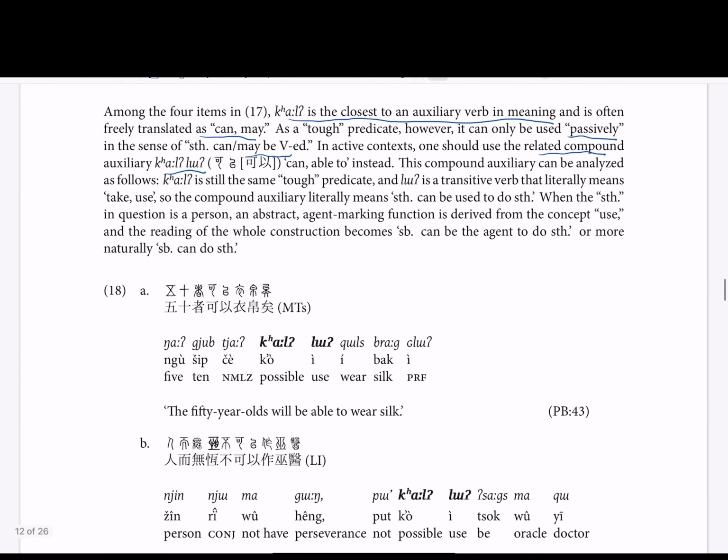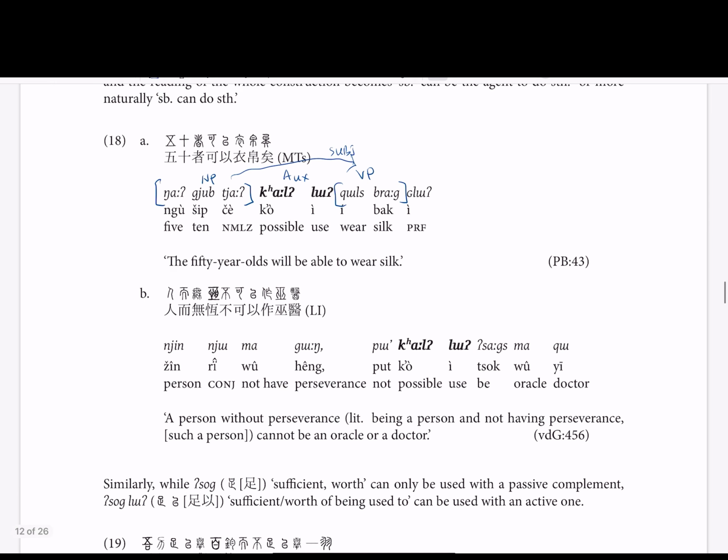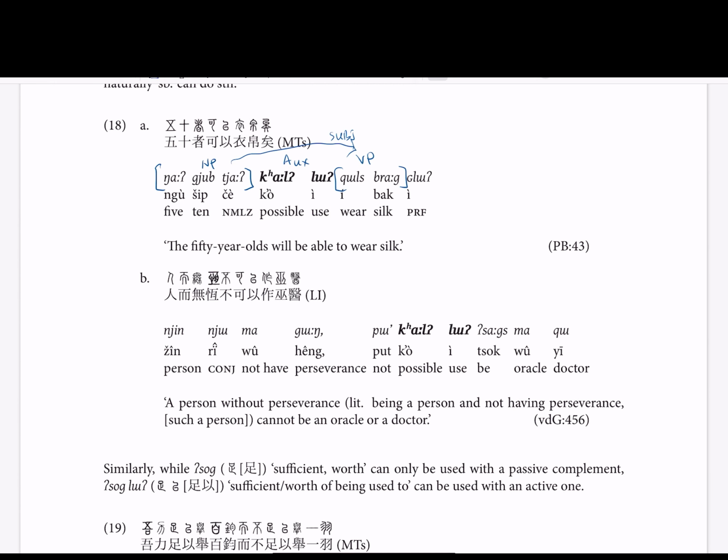So let's take a look at the sentence in 18a. Nga ngu jia is the subject NP. Kao lu is the compound auxiliary, can or able to. Kursbrag is the main VP. It is obvious that the surface subject NP, the 50-year-olds, is also the logical subject of the verb. Similarly, in the sentence in 18b, the subject NP, ning ngu ma gun, is both the syntactical and the logical subject of the verb.